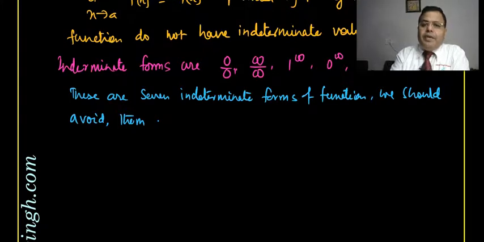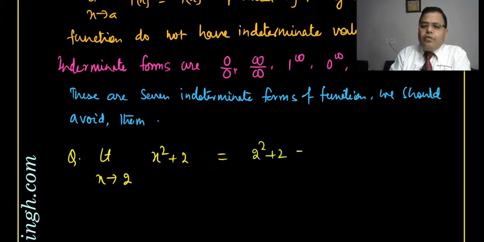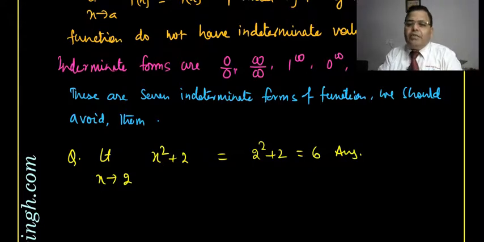For example, if I take one question just to illustrate: limit x tends to 2, x square plus 2. By putting x equal to 2 here, the value will be 2 square plus 2, that is 4 plus 2 is 6, and that will be the answer. There is no harm in putting x equal to 2, because none of these seven forms will come here.